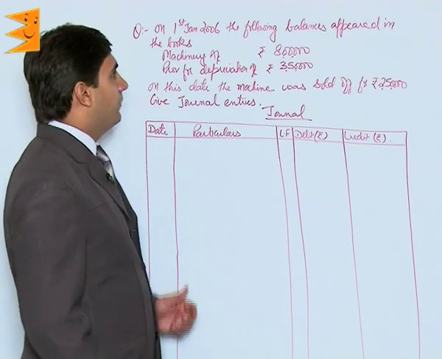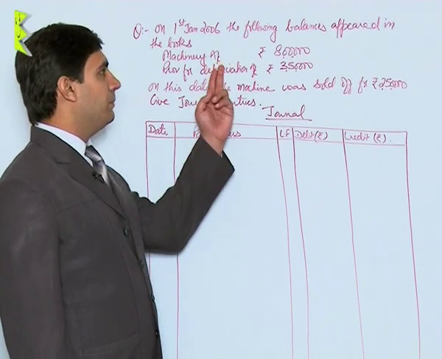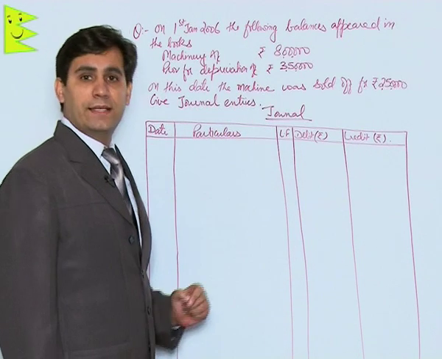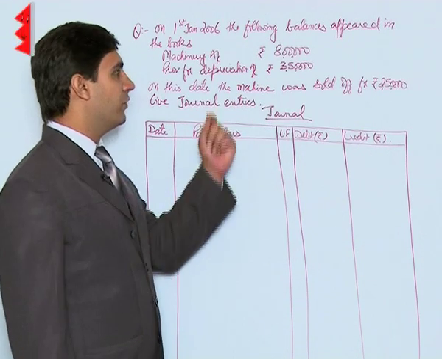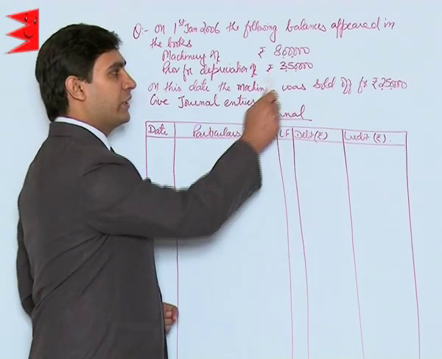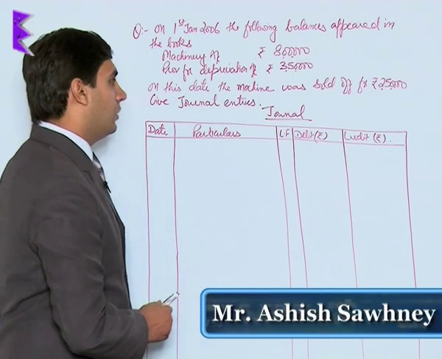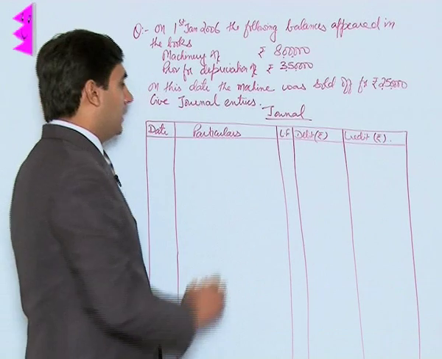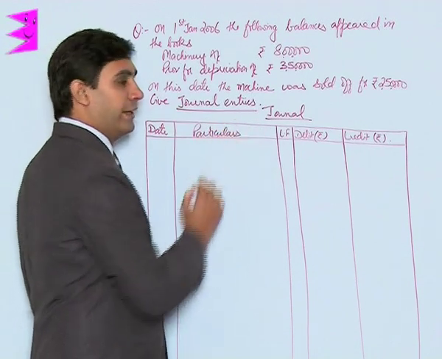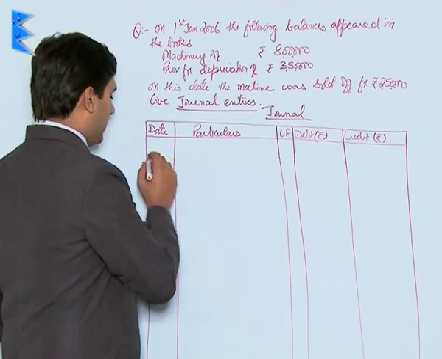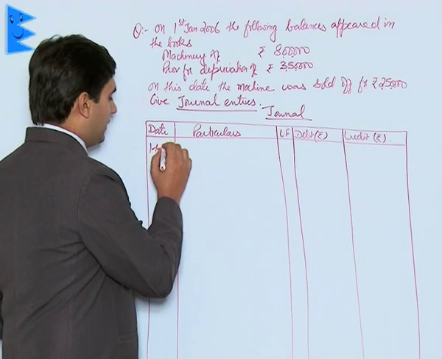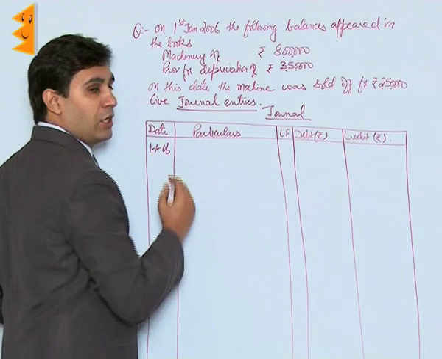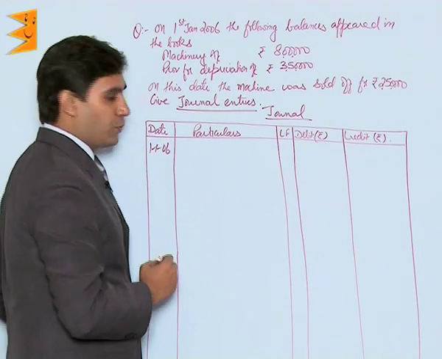Now on 1st January, a business had machinery account showing a balance of rupees 8 lakh and provision for depreciation account showing a balance of 3 lakh 50,000. On the very same date, this machine was sold off for rupees 2 lakh 50,000 and you are required to record journal entries. So let's see, on 1st January 2006, this machinery account would be transferred to machinery disposal account.